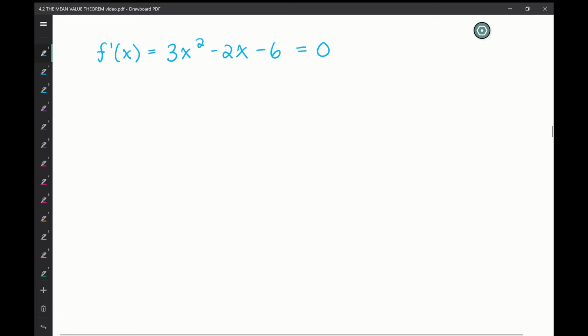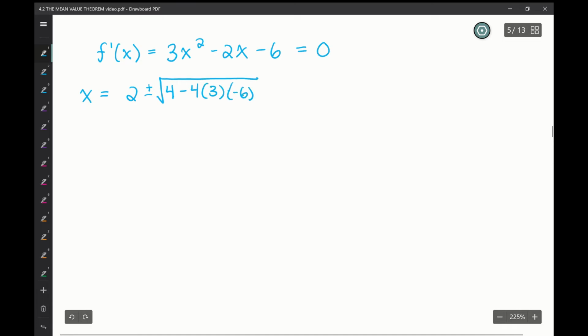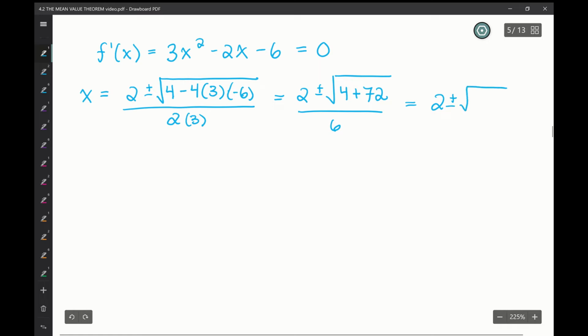Since this is a quadratic expression and it's equal to 0, we can jump straight to the quadratic formula. So we have x is equal to 2 plus or minus the square root of 4 minus 4 times 3 times negative 6, all over 2 times 3. So this is equal to 2 plus or minus the square root of 4 plus 72 over 6, which is equal to 2 plus or minus the square root of 76 over 6.